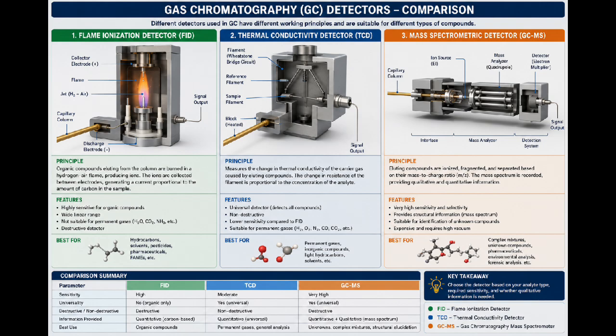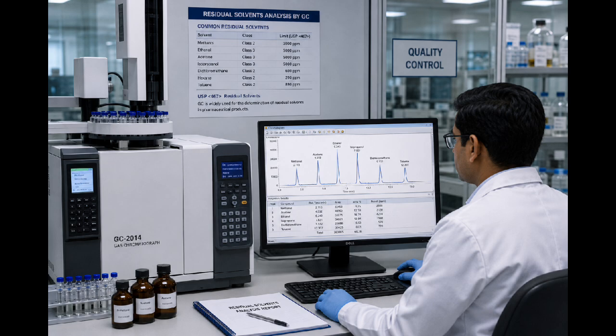Pharmaceutical applications. In the pharmaceutical industry, gas chromatography is mainly used for residual solvent testing, impurity profiling, identification of volatile compounds, and assay and quality control testing. It plays an important role in ensuring the safety and quality of pharmaceutical products.